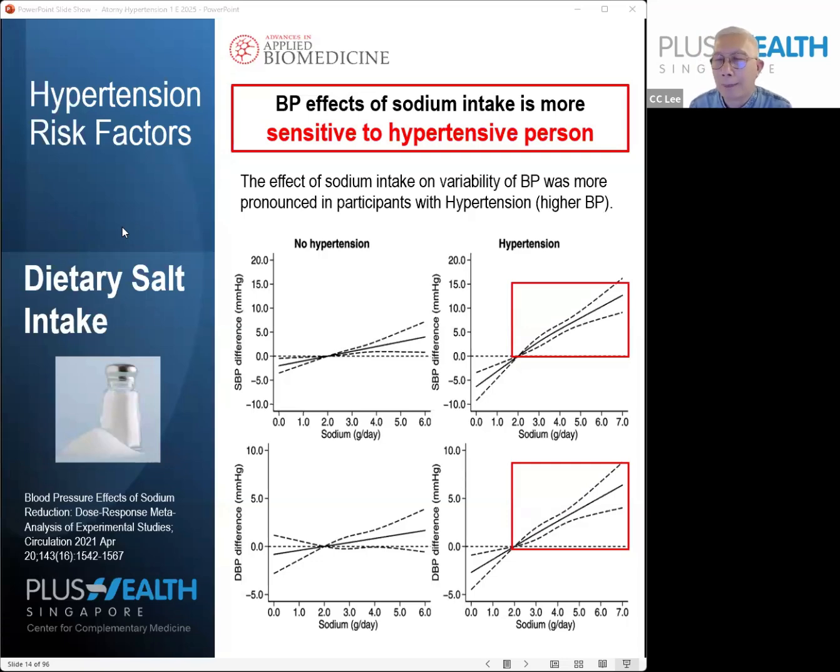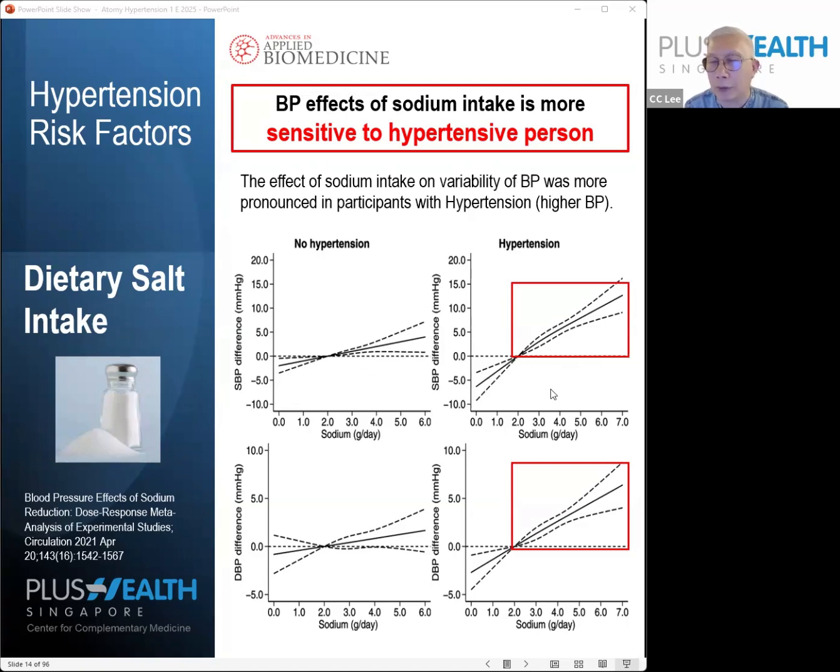But for a hypertensive patient, the increase of blood pressure is steeper, which means it's more sensitive, right? So if you are suffering from hypertension, your blood pressure is more sensitive to salt intake than a person who is not suffering from hypertension. Which means that if you are a hypertensive person, you should be more careful about salt intake than a person who is not hypertensive.